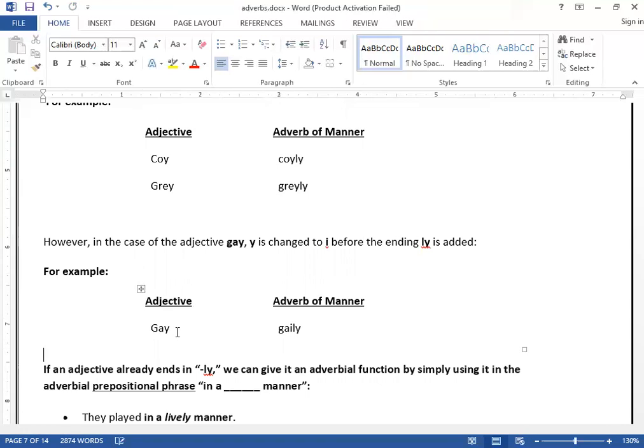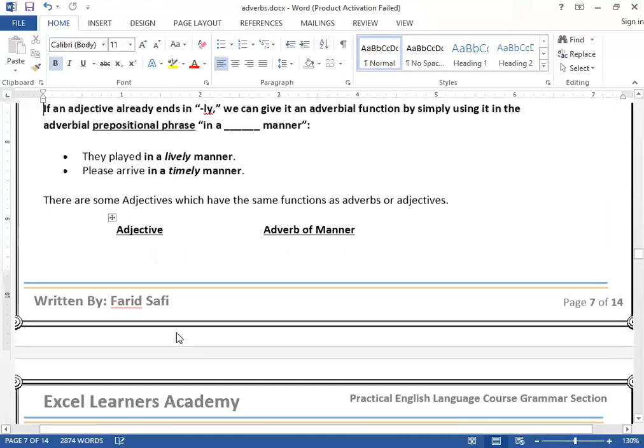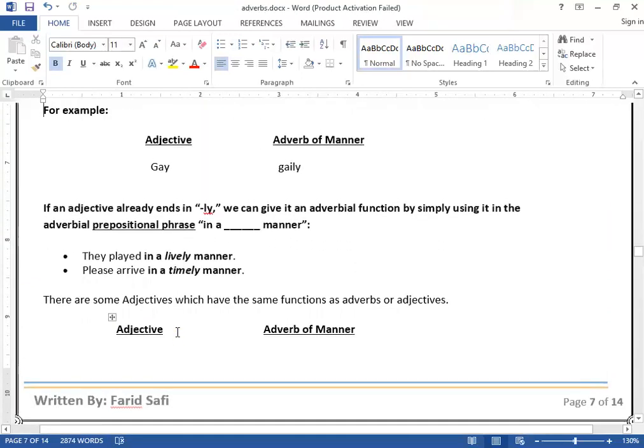Are you getting it? All right, next rule. If an adjective already ends in Ly, the adverb also ends with Ly. If your adjective already ends with Ly, look, then we cannot change it by adding Ly. If the adjective already ends with Ly, we cannot put Ly again. Like here, take an example of this.